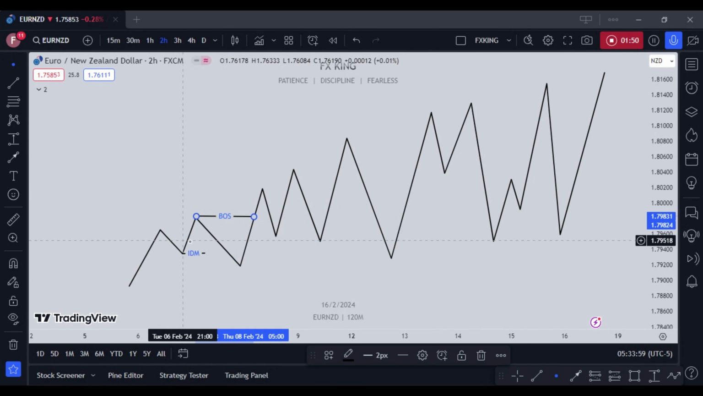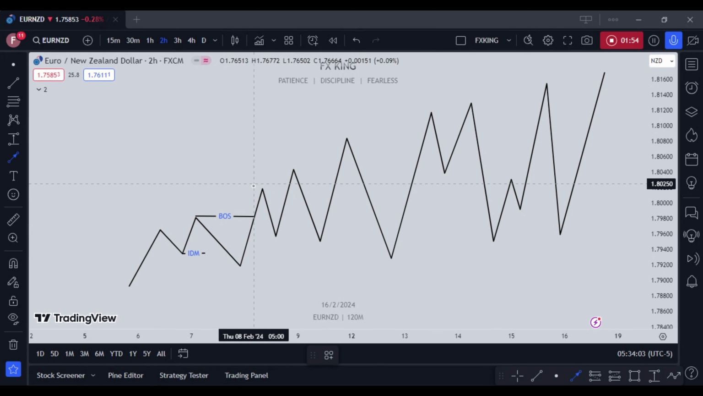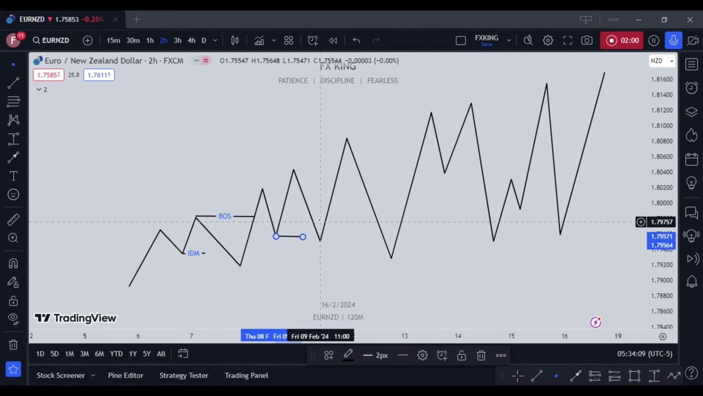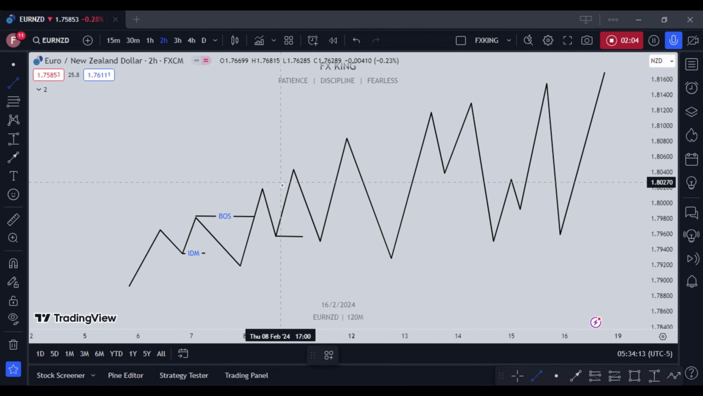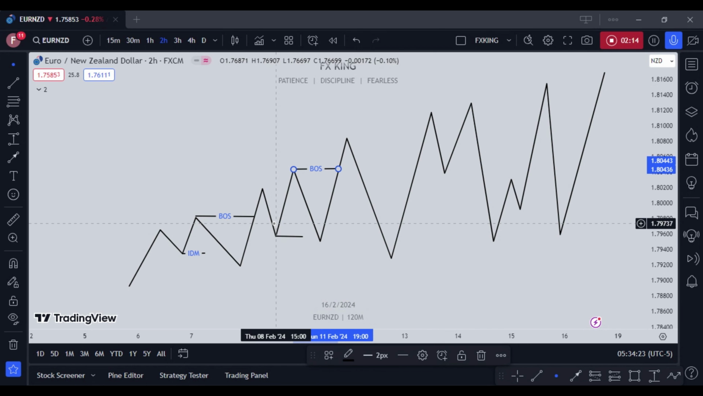Now, after this break of structure, what are we waiting for again? We're waiting for price to push to create another pullback. The first pullback is called inducement, and price creates the first pullback here. So what are we waiting for here? We're waiting for price now to close above this high. When price closes above this high, we have another valid break of structure.